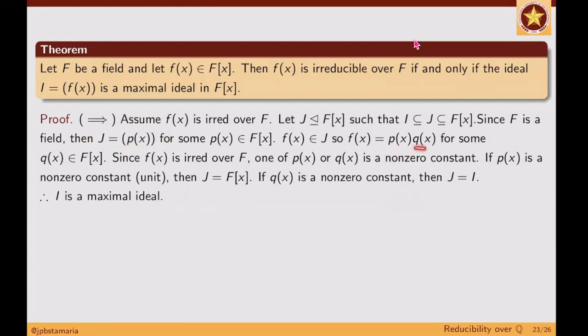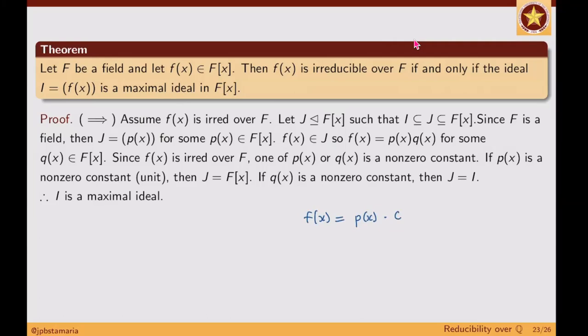Kung si Q of X naman ang constant, anong mangyayari? Kung si Q of X ay constant, ibig sabihin nito, what does that mean? Kung si Q of X ay constant, ibig sabihin, yung f of x is P of X times a constant.